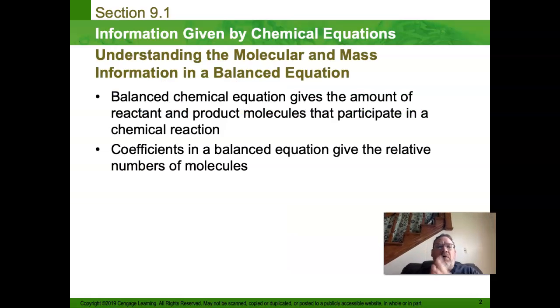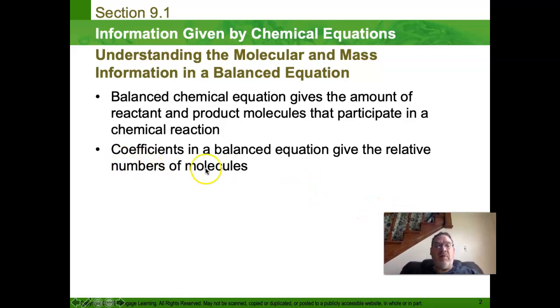Okay, so Chapter 8 focused on calculations with the mole, and we saw all that. So now we're going to take this a step further. We're going to take that mole calculation, the relationships that we saw with the mole, especially molar mass, and now apply it to a balanced reaction.